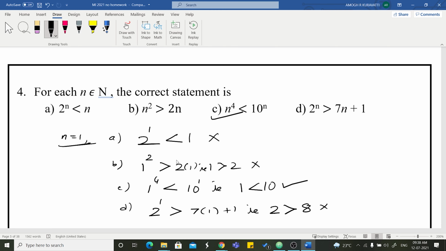Archana Patil? Yes, sir. Okay, fine. Please note down.